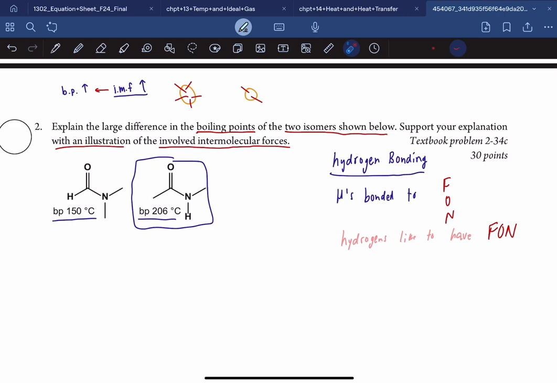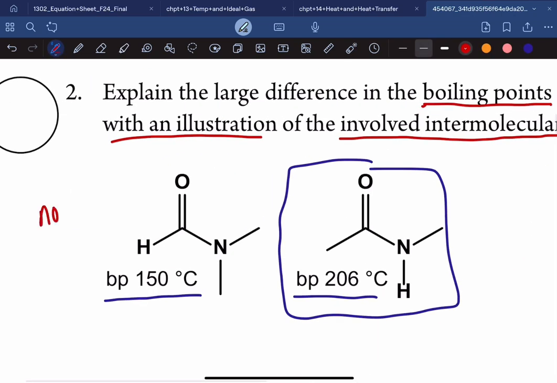So all you got to do is explain why one of these has hydrogen bonding. And basically what you have to do is draw how the hydrogen bonding works. So for this molecule on the left, you notice that there's no H's on this O or on this N. There's no H's. So this guy has no hydrogen bonding. No H bonding.